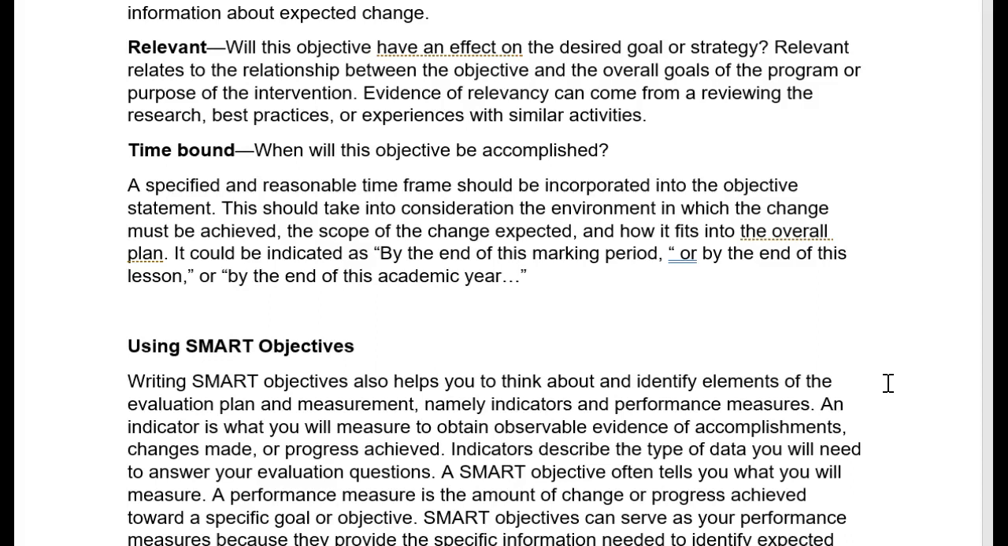We want to look at the research. We want to look at what are best practices to help us understand whether or not this skill is an essential skill. Then we want to look at, is it time bound? When will this objective be accomplished? In some cases, it might be just by the end of this class. In some cases, it might be by the end of this marking period. And in other cases, it will be by the end of this academic year.